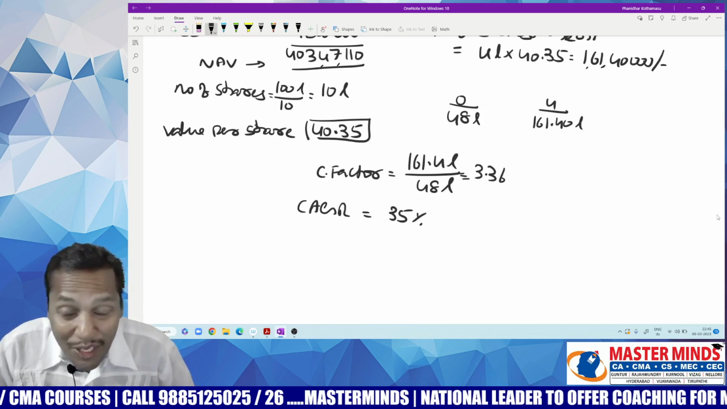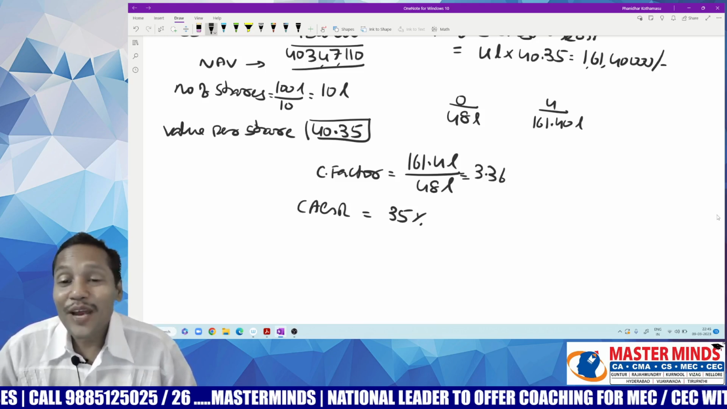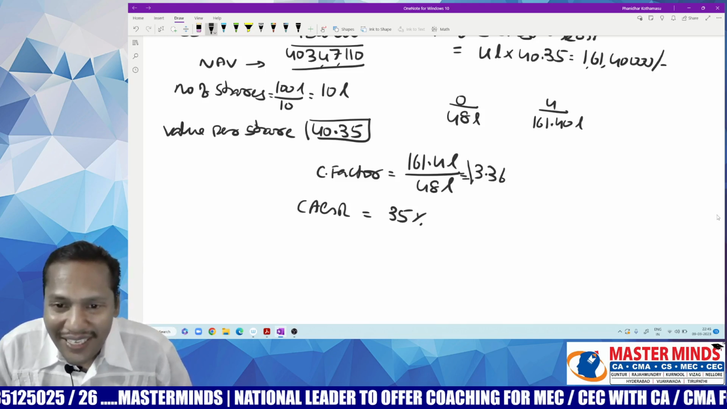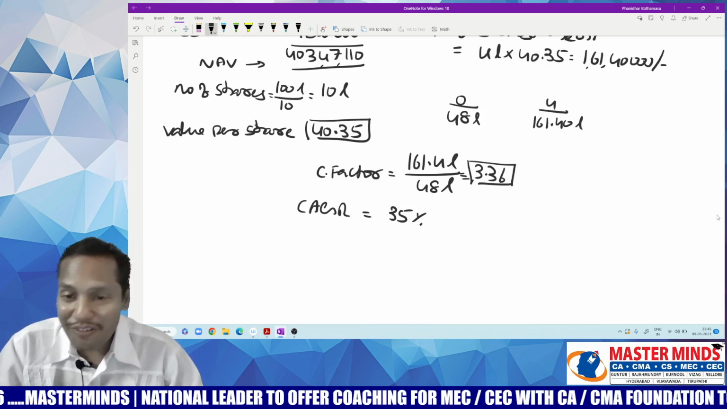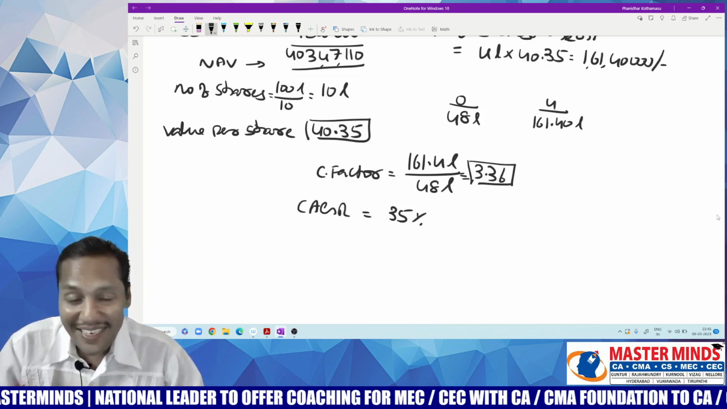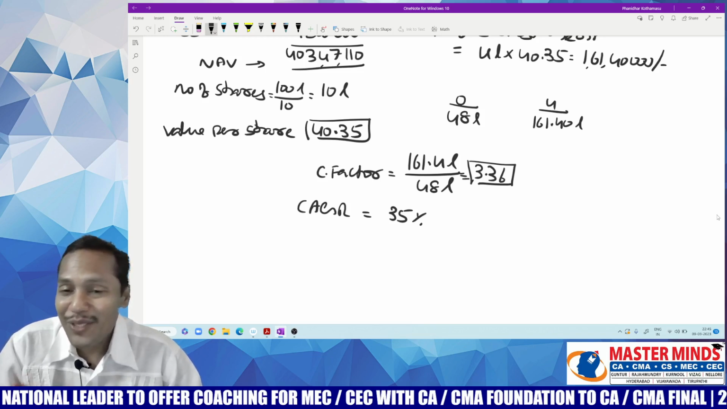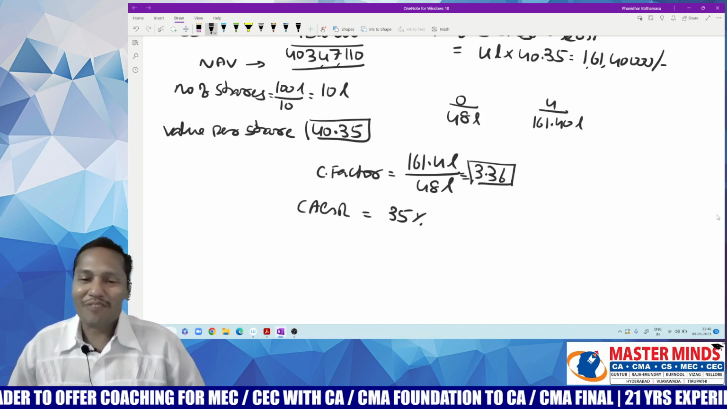So, 1 rupee has become 3.36 rupees over a period of 4 years. At what rate has it compounded? We have to refer to the future value factor table or compounding factor table for 4 years. That 3.36 corresponds to 35% approximately. So the compounded annual growth rate is nothing but 35%.